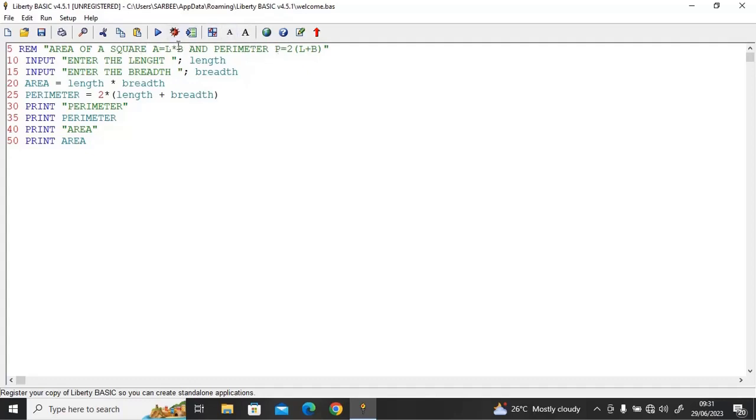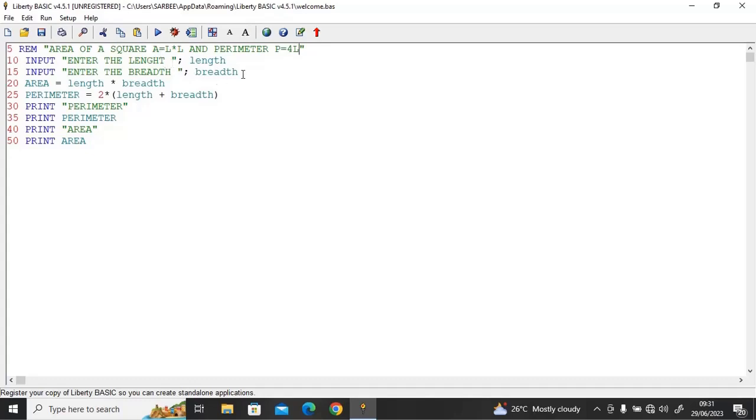The area of a square is length times length, because a square has all the sides the same, so they are all lengths. There's no breadth in area. And the perimeter, you're going to add up all the four sides. That's going to be L plus L plus L plus L. That is 4L. So the perimeter here is 4L, which means 4 times length.